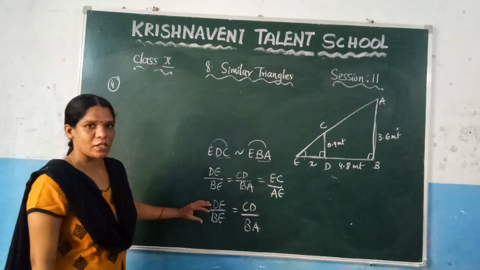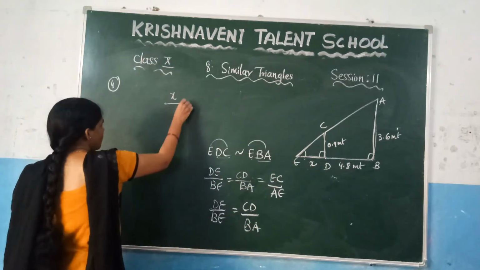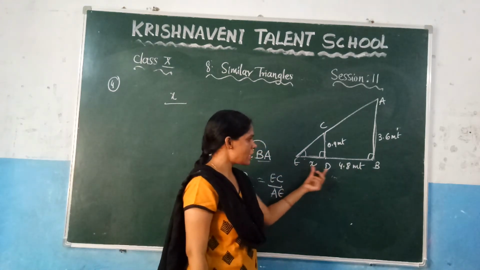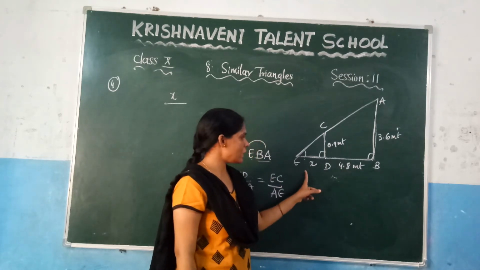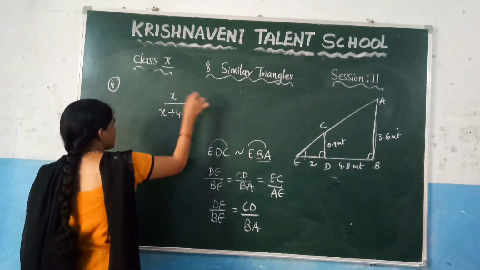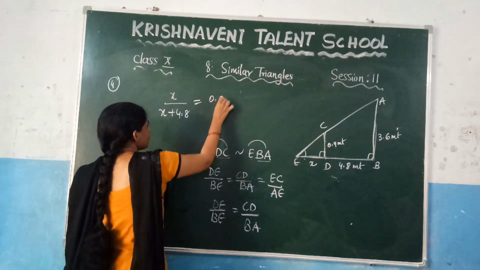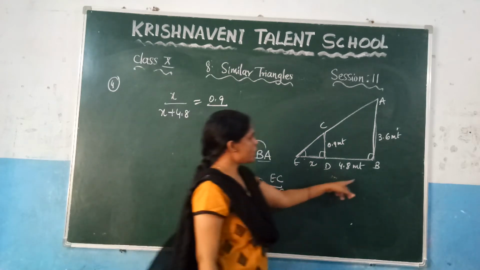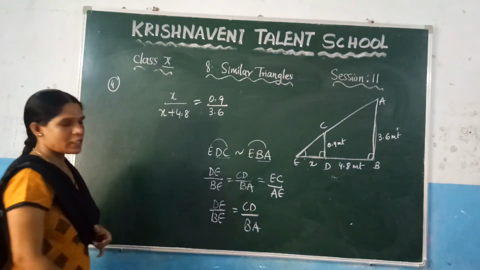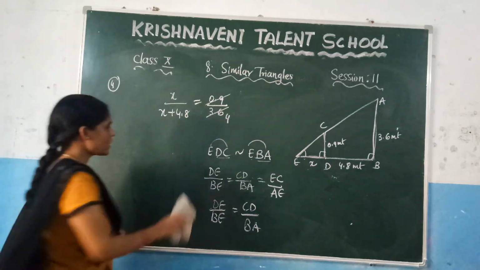Just substitute the values in this one. What is the length of DE? Which is nothing but x. So write it here x by what is the length of BE? BE is nothing but this total length. So if this length is x and this is 4.8, what is the total length, which is x plus 4.8. So write x plus 4.8 is equal to what is the length of CD, which is 0.9, and what is the length of BA, which is 3.6. So write it here 3.6. Clearly you can observe that these two things will get cancelled. 9 ones are 9, 9 fours are 36. So what is left out here?